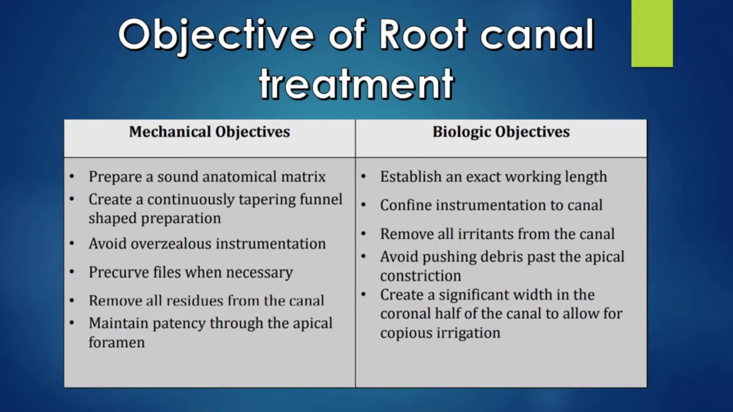Here we have a table that shows the objectives of root canal treatment. We have two main groups of objectives: mechanical objectives and biological objectives. First, let me start with the mechanical objectives. First of all, we have to prepare a sound anatomical matrix. We have to create continuously tapered, funnel-shaped canals. We should avoid aggressive instrumentation. We should pre-curve the files when we have to, and we have to remove all the bacteria and debris from inside the canal.